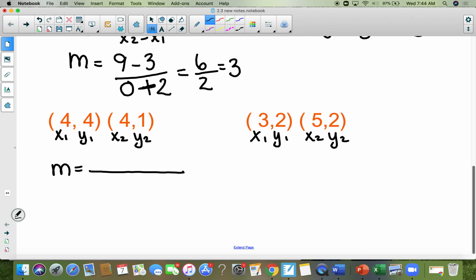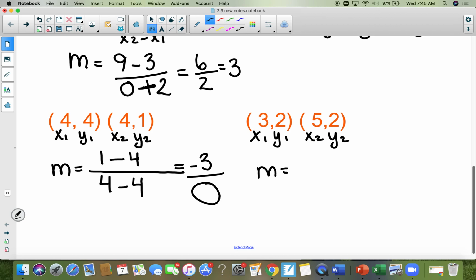Okay, it's the second y, which is 1, minus the first y, which is 4, divided by the second x, which is 4, minus the first x, which is 4. 1 take away 4 is a negative 3. 4 take away 4 is 0. I'll talk about this in a minute. I'm going to come back to that one.